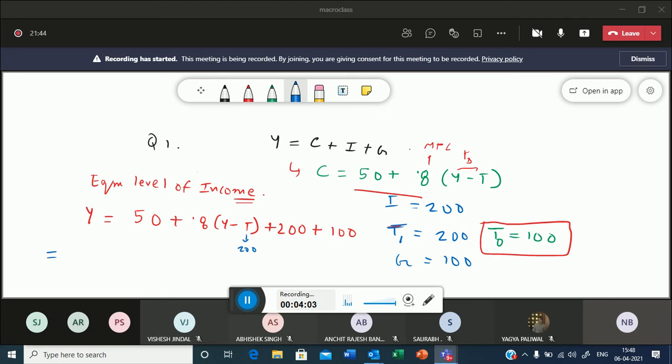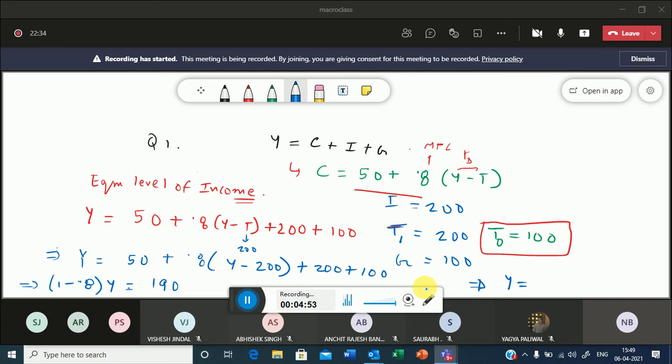So the equilibrium level of income I can find as follows: Y equals 50 plus 0.8 times (Y minus 200), plus 200, plus 100. Using this, I get (1 minus 0.8) times Y, because I am bringing the 0.8Y over to this side and adding all these things, which gives me 190. So if I rewrite this, finally I get Y, the equilibrium level of income, as 190 over 0.2, which is 950, and this is what I think Saurabh has got.